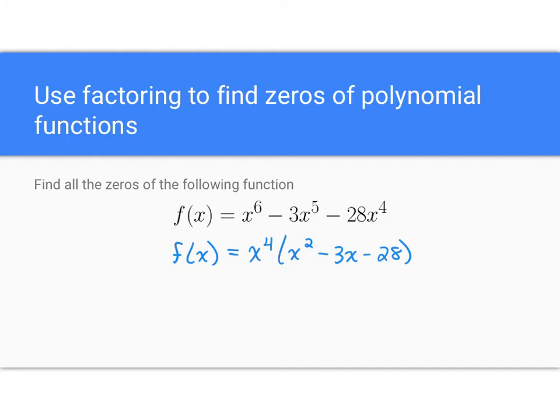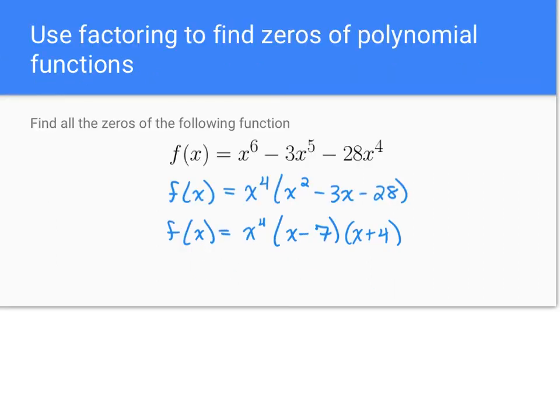You are finished factoring when you can't factor anymore, just like if you're told to factor a number. It's the same with polynomials. Factor until you can't factor anymore. Once I take that GCF out, I've got this quadratic left. That quadratic still factors. So we've got x to the fourth times x minus 7 times x plus 4. So we have factored it.